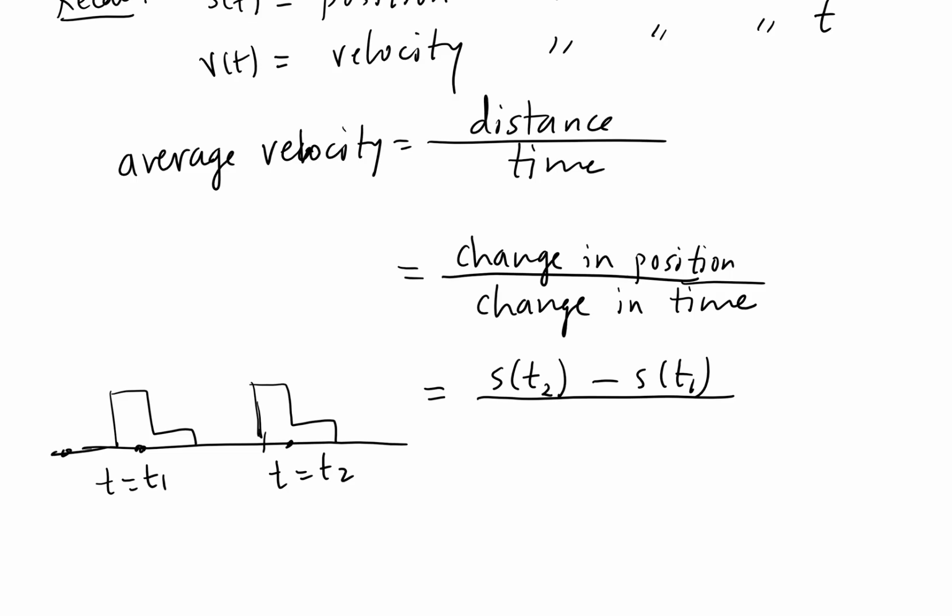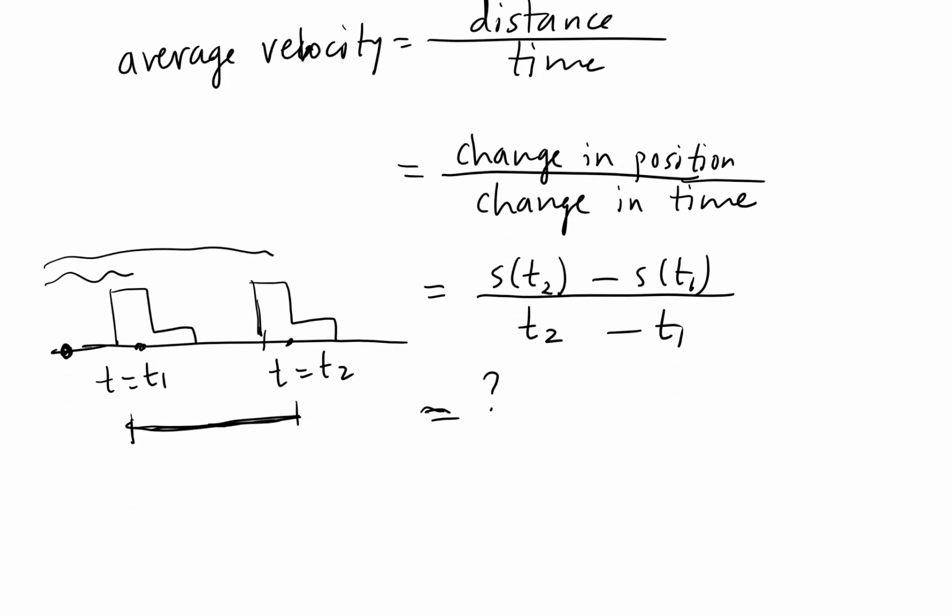Assume it starts somewhere here. The difference in the position from here to there is basically you take the whole thing minus this, over the change in time, that's t2 minus t1. What is this? This looks like a slope formula, y2 minus y1 over x2 minus x1. So what does that tell us?